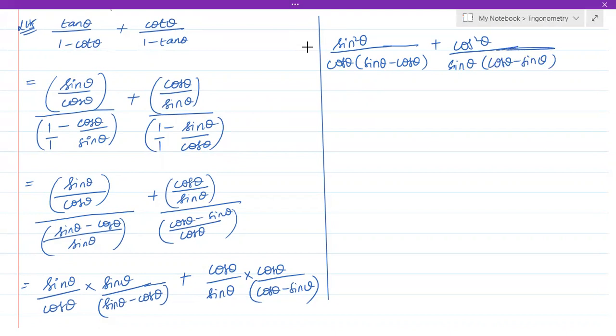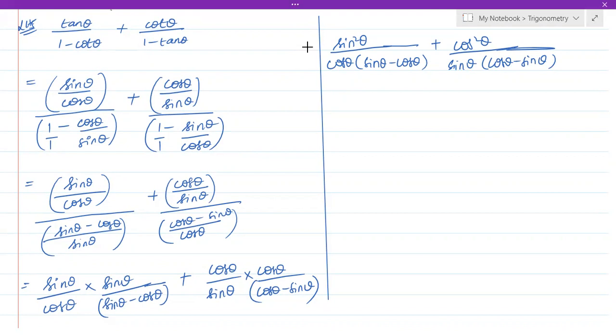Now at this step, what usually we have to do is take the LCM. See, still we have not simplified it. We have to take the LCM, because there are two terms. How do we take LCM? We'll multiply the denominators, then crisscross. But here we can make it a bit simple.